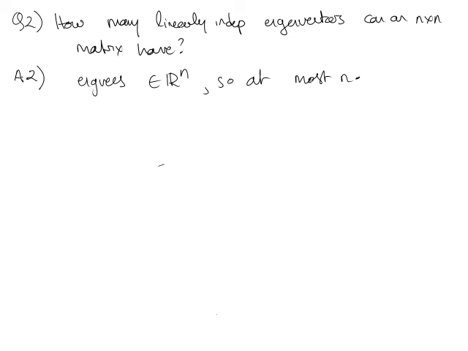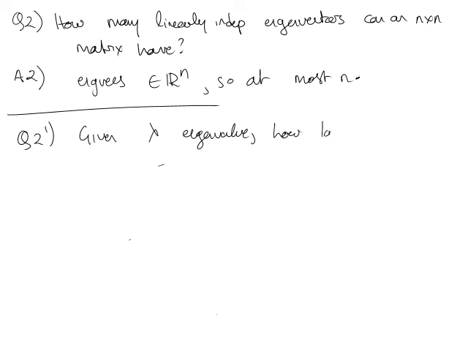But we can ask a more subtle question, which is, for a particular eigenvalue, how many linearly independent eigenvectors can it have? So Q2 prime. Given some eigenvalue lambda, how large can the dimension of the corresponding eigenspace be? So before I tell you the answer, let's just look at some examples. So here's a matrix, 2, 2, 2 on the diagonal and zeros everywhere else.